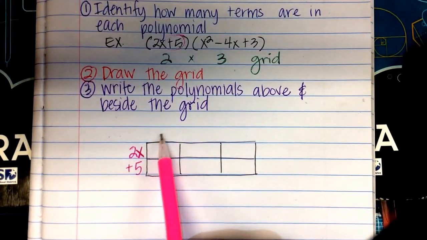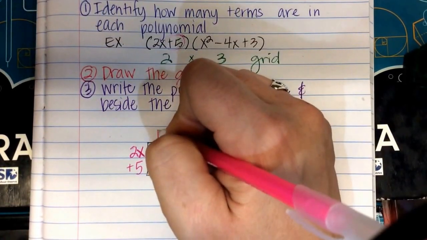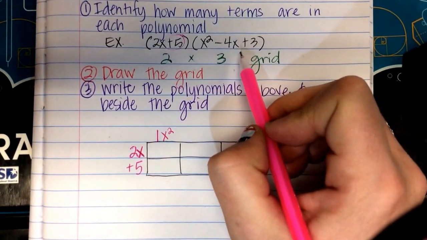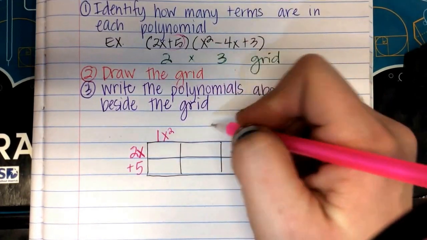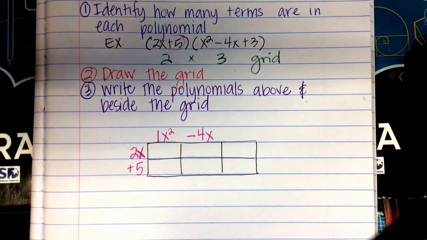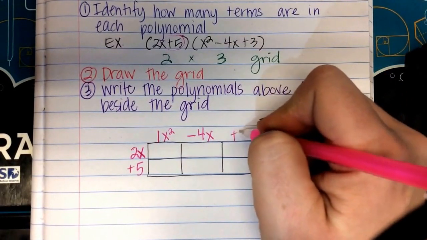And then for the 3 terms, that's where I put my trinomial. I'm going to add in a 1x squared. Then my second term is what? Negative 4x. Ladies and gentlemen, that's the biggest mistake people make. They forget their signs. And the last term is positive 3.